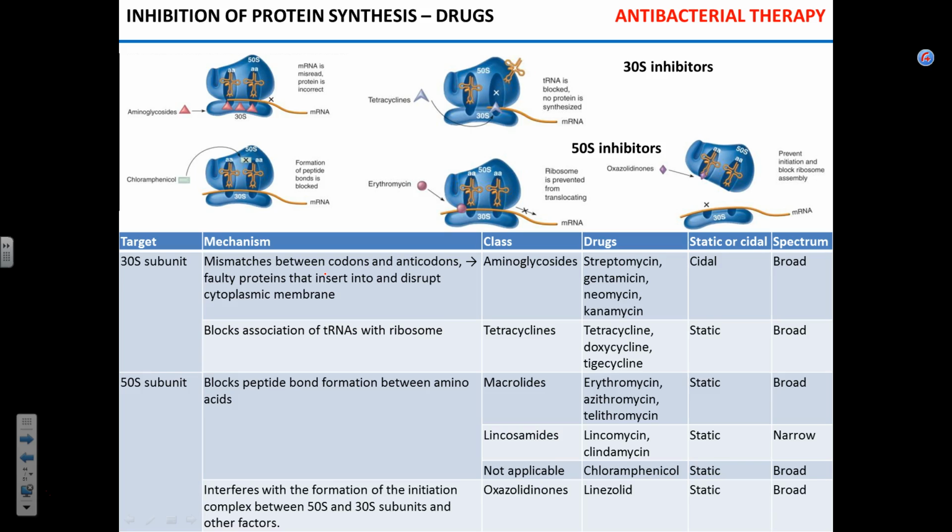So first we're going to talk about two drugs that bind to the 30S subunit. The aminoglycosides, such as streptomycin, gentamicin, neomycin, kanamycin, and tetracyclines. You all know tetracycline. You probably have run into the drug known as doxycycline. Aminoglycosides bind to the 30S subunit, and what they do, they change the conformation of that subunit. They tweak it.